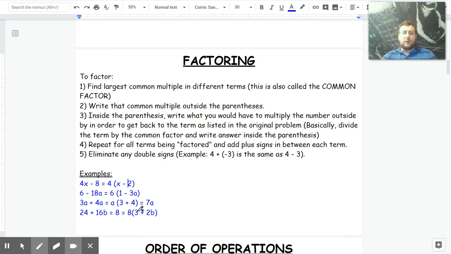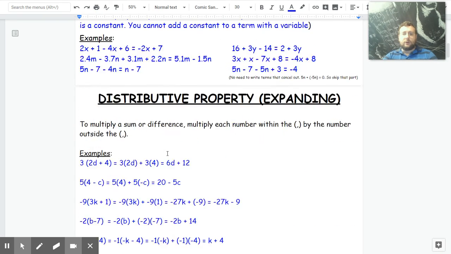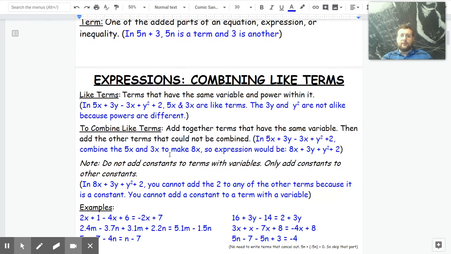The next skill that I want to talk about is this idea of combining like terms. You combine like terms by finding terms that have the same power and variable combination. So, for example, in this expression right here, the 5x and the negative 3x are both terms that have the variable x in them. But they're different from terms like the 3y and the y squared or the 2 because they don't have that x, right?